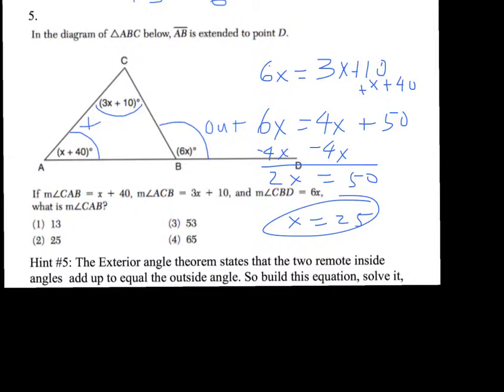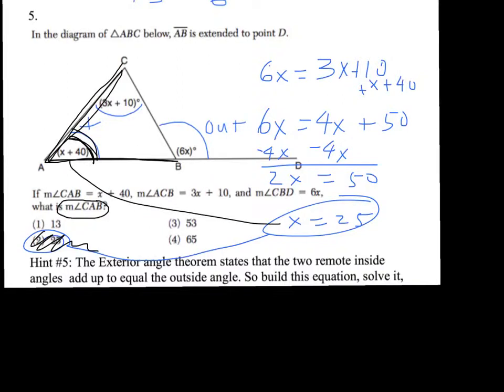And a student that's working too fast might look at the 25 and say, yay, I found the answer. But in this question, it would be a bad thing to do because they want to know what the angle is, angle CAB. Angle CAB is this fellow right here. And angle CAB is x plus 40. 25 plus 40 is 65, and that would be the correct choice.